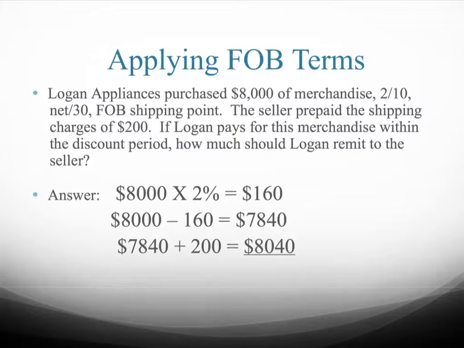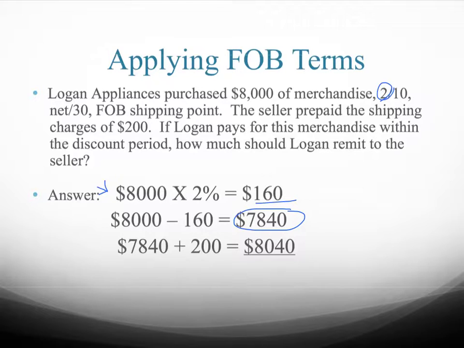First, let's look at the discount. $8,000 times 2% of the 2/10 net 30 gives me a discount of $160. 8,000 minus 160 would give me $7,840. So this is just the cash that I would remit to the seller based on the purchase.